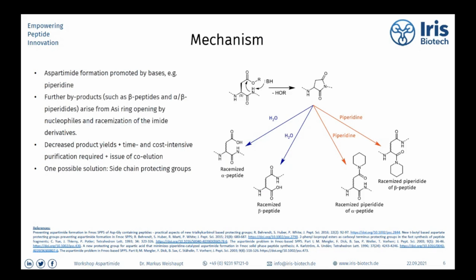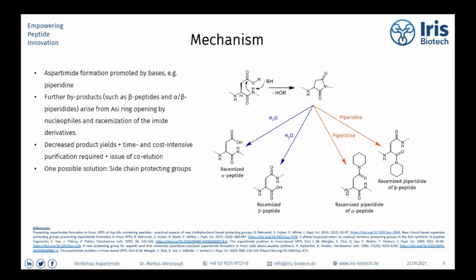Furthermore, the side product formation does not stop at the aspartimide, but further byproducts arise from the nucleophilic ring opening of the aspartimide, depending on which nucleophile attacks and on which carbonyl. This leads to several byproducts. If the nucleophile in question is water, you will end up with racemized alpha peptides and beta peptides. If the nucleophile is piperidine, depending on where it attacks, on which carbonyl group, you will end up with racemized piperidides of the alpha or beta peptides.